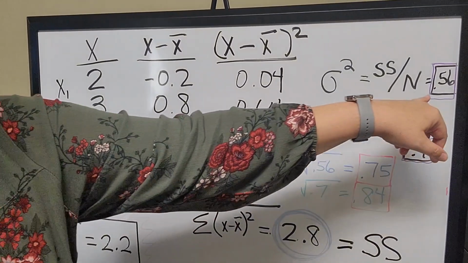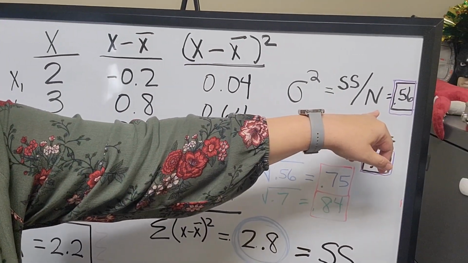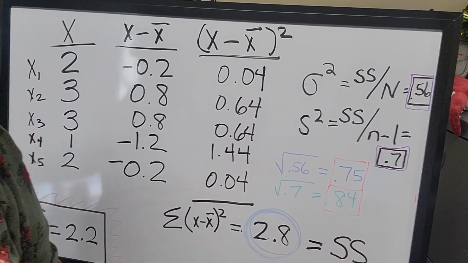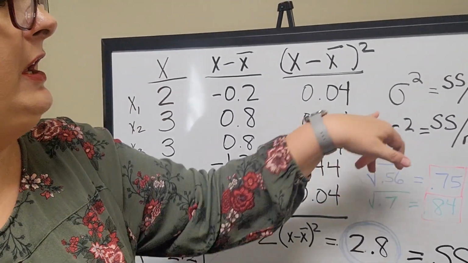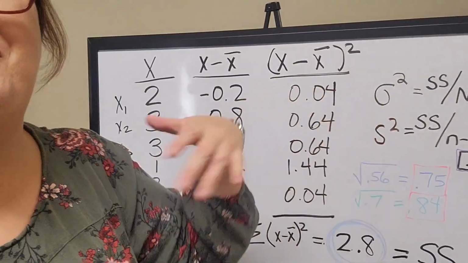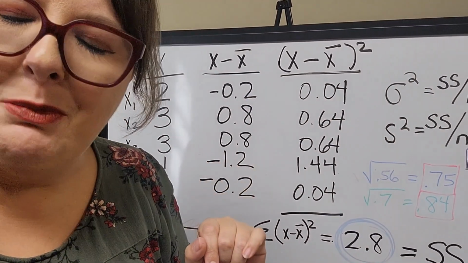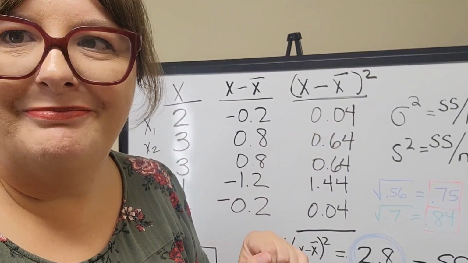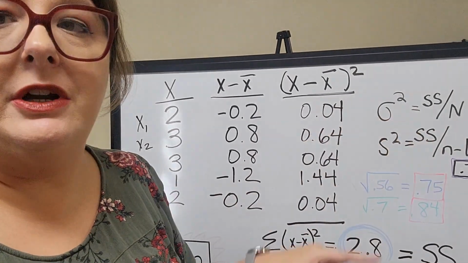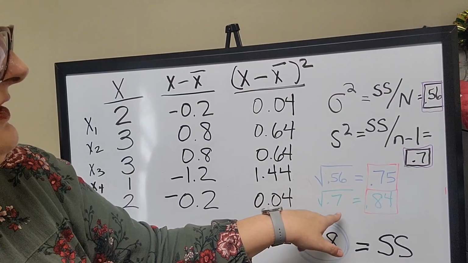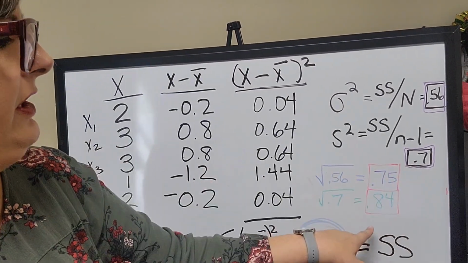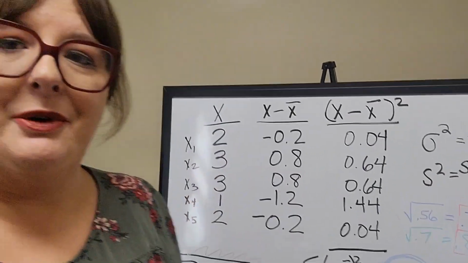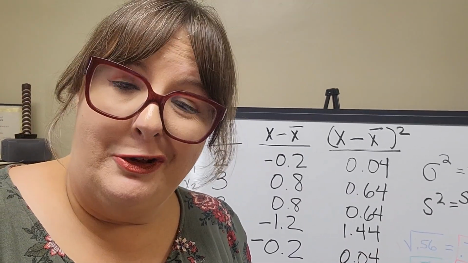So if we take the square root of 0.56, if we're dealing with a population, we would get a standard deviation of 0.75. Now, how do we abbreviate standard deviation? It's the same small sigma symbol, without the squared. To get S without the squared, just S, standard deviation for the sample, you take the square root of 0.7, and you get 0.84. That's your standard deviation if this is a sample. Right, hopefully that made some sense.